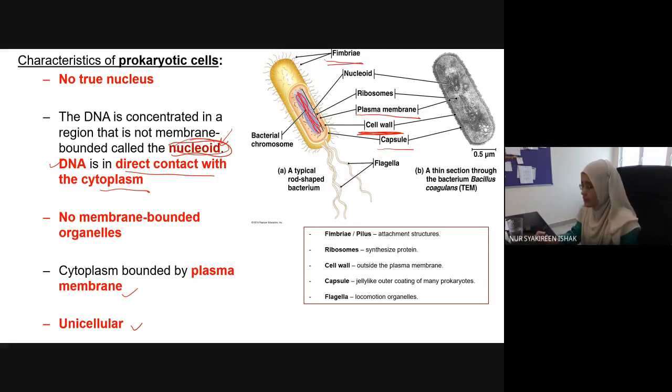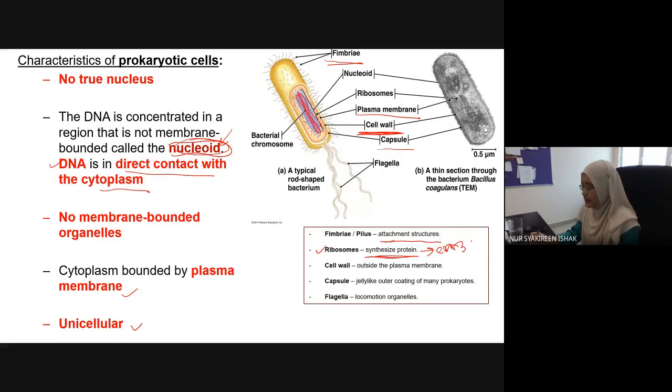What is the function of the membrane? As an attachment structure, to attach to some kind of structure. The second one, as you can see from the diagram, is that the bacteria will have a ribosome. The function of the ribosome is to synthesize protein. One of the functions of the protein is that it can become enzyme.